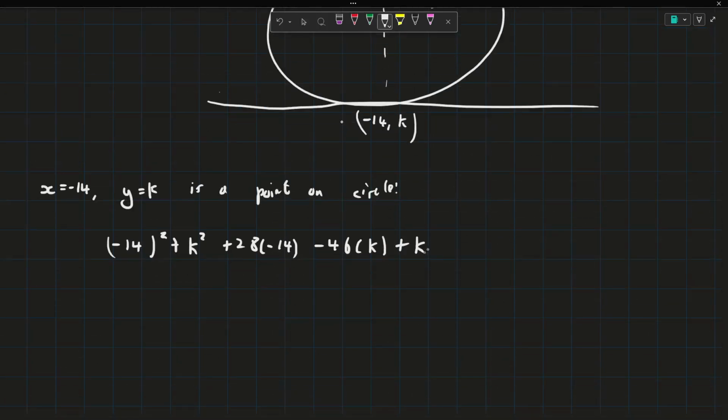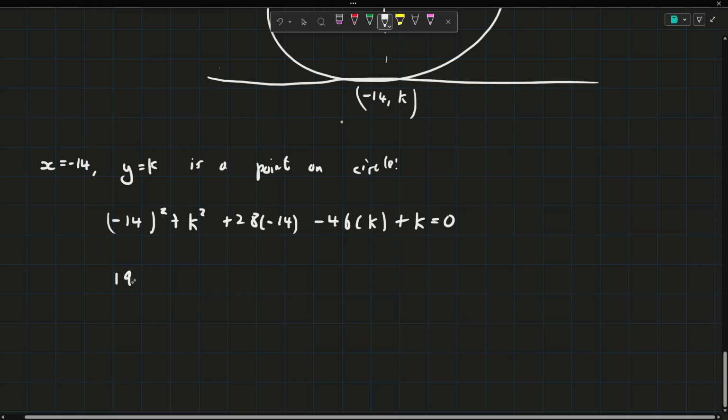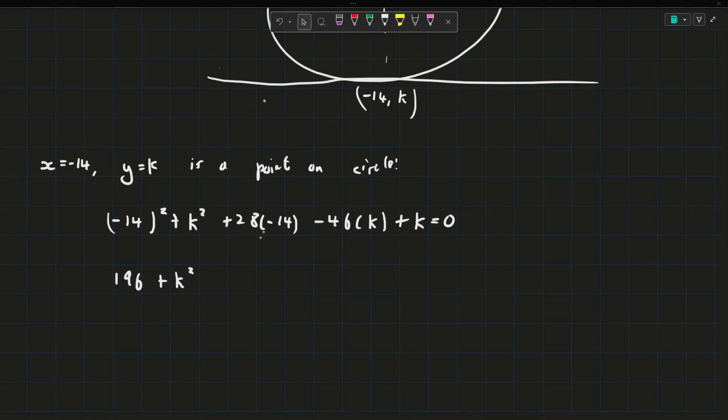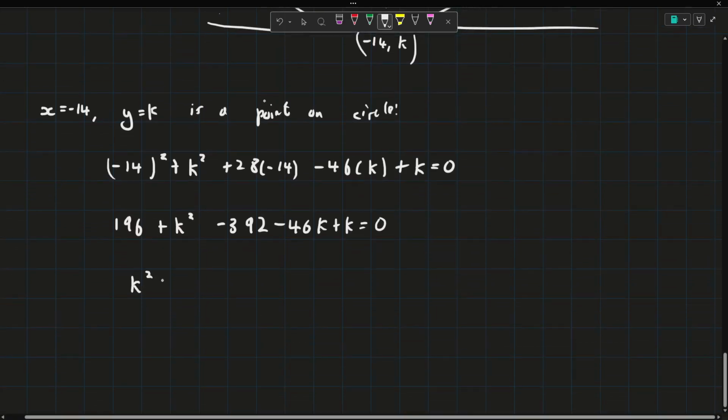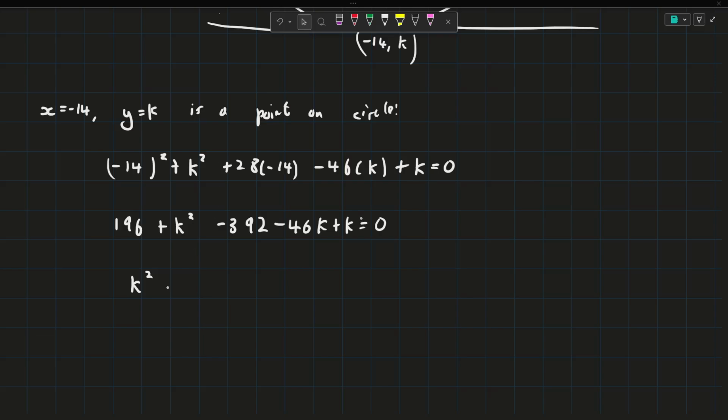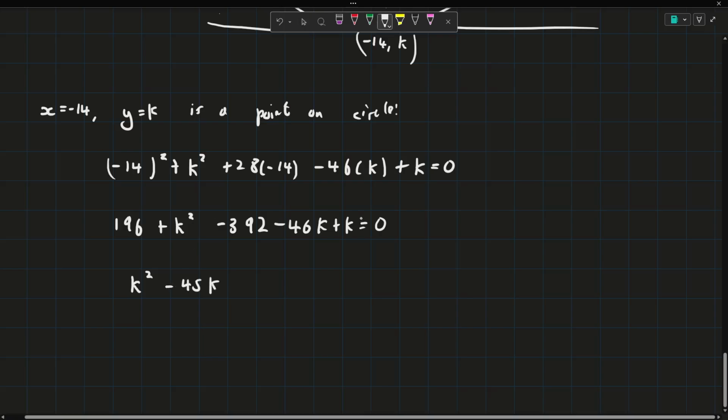That equation is true because this is a point on the circle. So we're going to have 196 plus k squared. Then here we'll get minus 392 minus 46k plus k equals 0. And we can simplify, so we're going to have k squared, of course, and then minus 46k plus k will be minus 45k. And then we're going to have minus 196, and that's equal to 0.